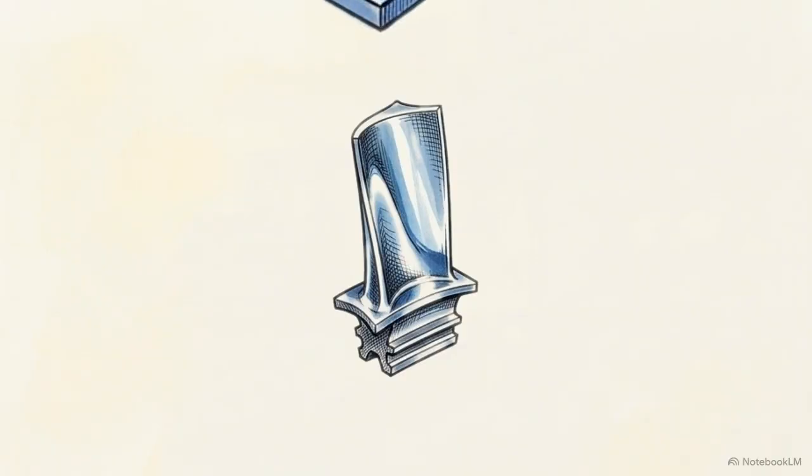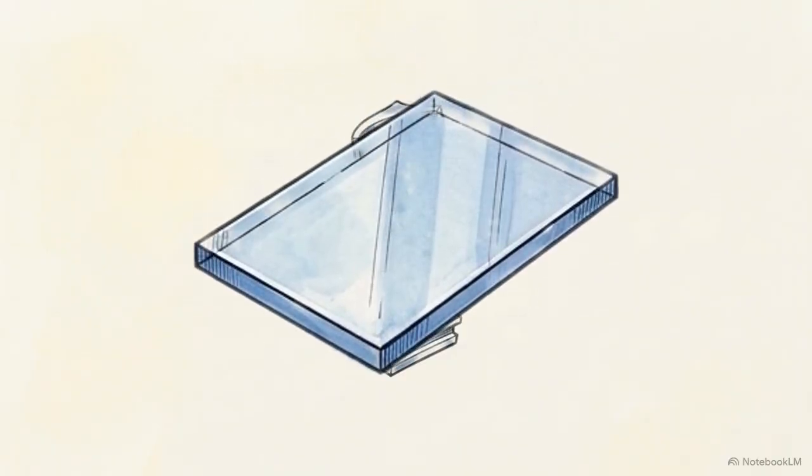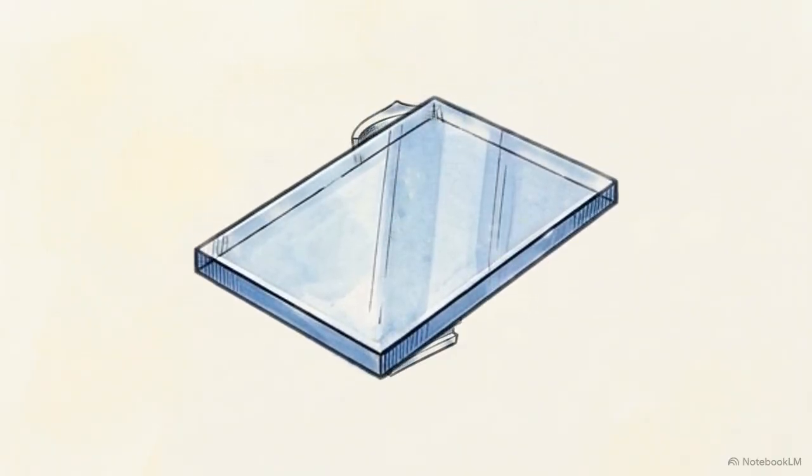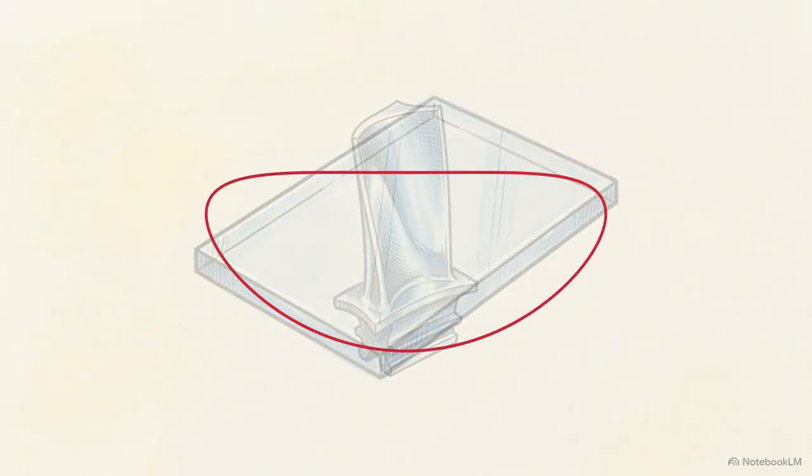Here, a 3D turbine blade is sliced by a two-dimensional plane. That thick, bright vector line tracing the exact perimeter of the slice is the true profile, the ideal geometry derived directly from the CAD model.